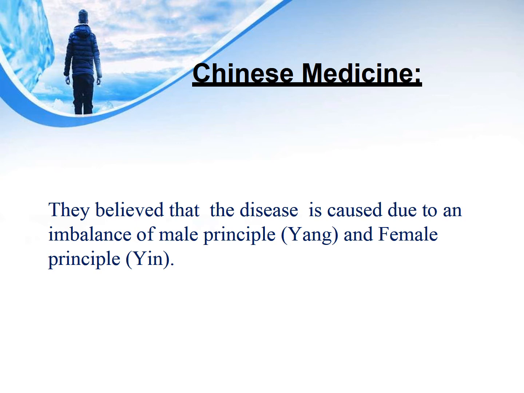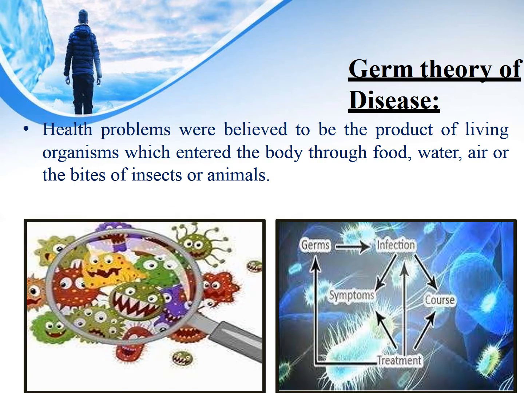Next slide will go about the germ theory of the disease. The discoveries in microbiology in the 18th century became a turning point in the etiological concept of disease. Louis Pasteur in 1860 demonstrated the presence of bacteria in the air, and Robert Koch in 1887 showed that bacteria caused anthrax. These discoveries of Pasteur and Koch confirmed the germ theory of disease. Health problems were believed to be the product of these living organisms which entered the body through food, water, air, or the bites of the insects or animals.